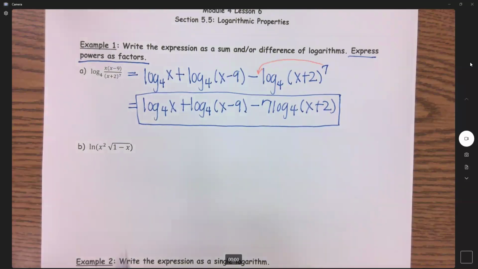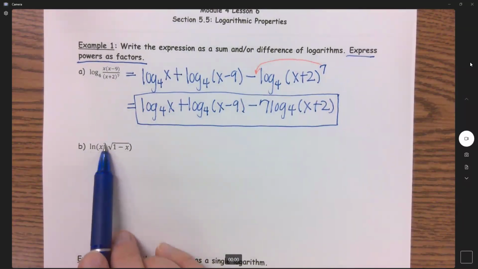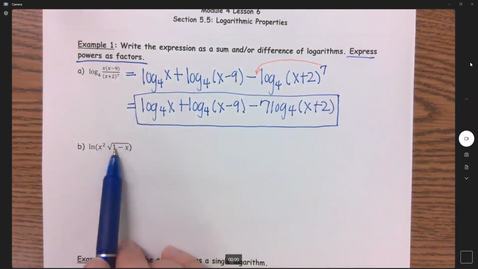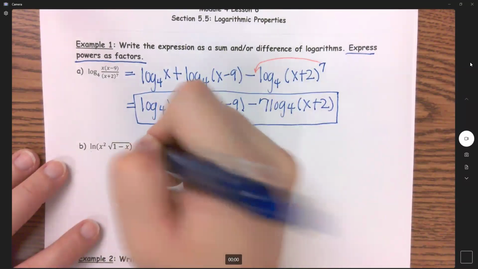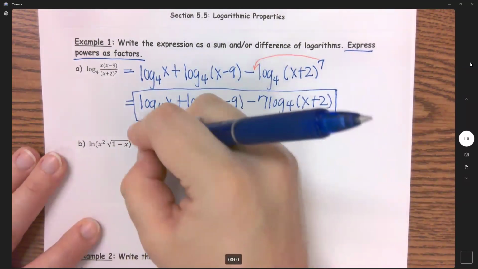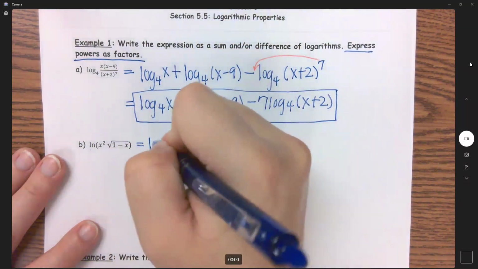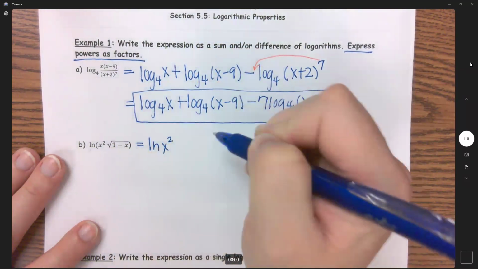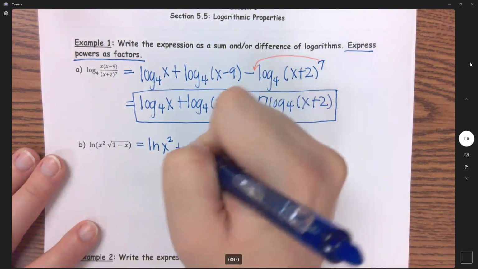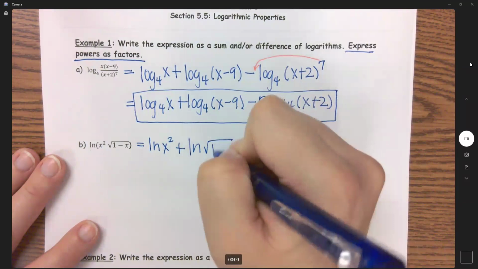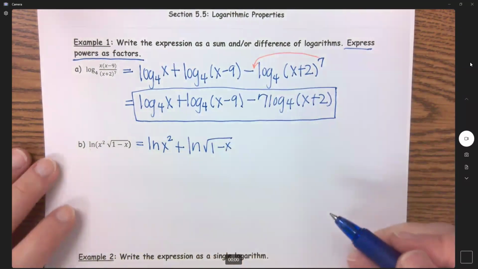Trying again here. Natural log of x squared times, so that should tell you, the square root of 1 minus x. So because x squared and this radical are being multiplied together, we're going to expand that out with an addition. We have the natural log of x squared plus, because they're being multiplied, the natural log of the square root of 1 minus x.